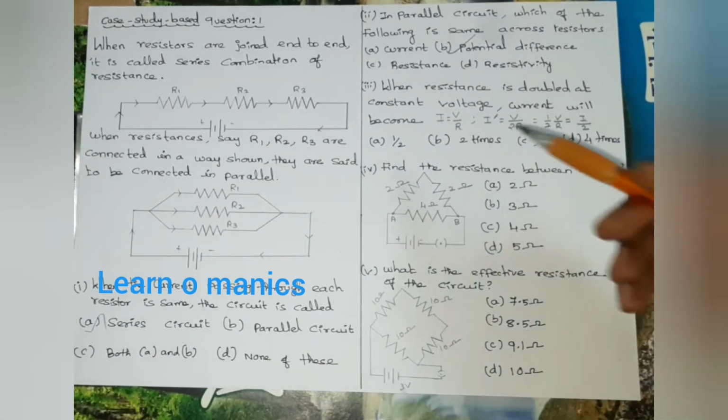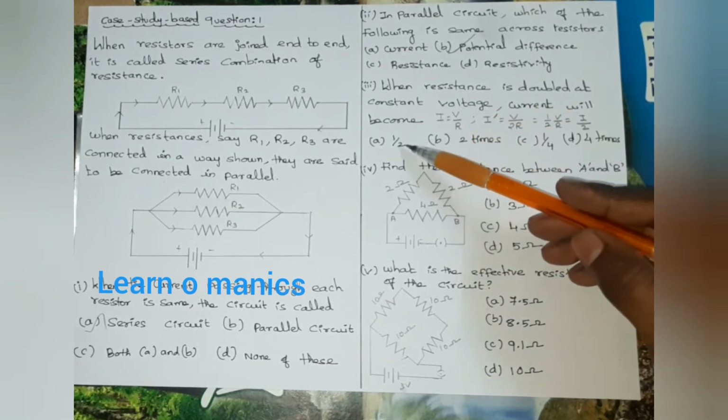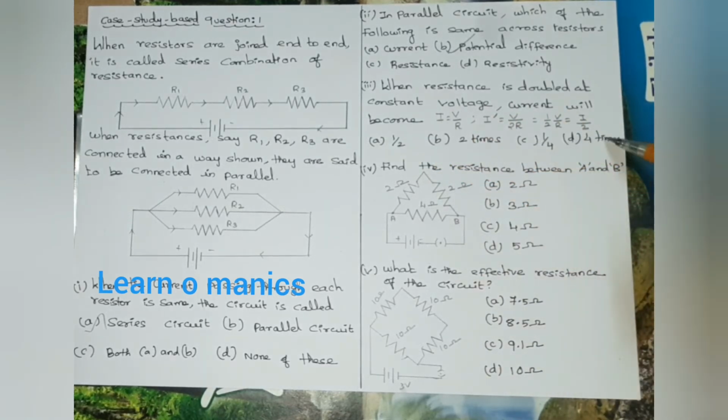Alright, the third question: when the resistance is doubled at a constant voltage, the current will become half time, 2 times, 1 by 4 time or else 4 times. So guys, there are 2 situations.